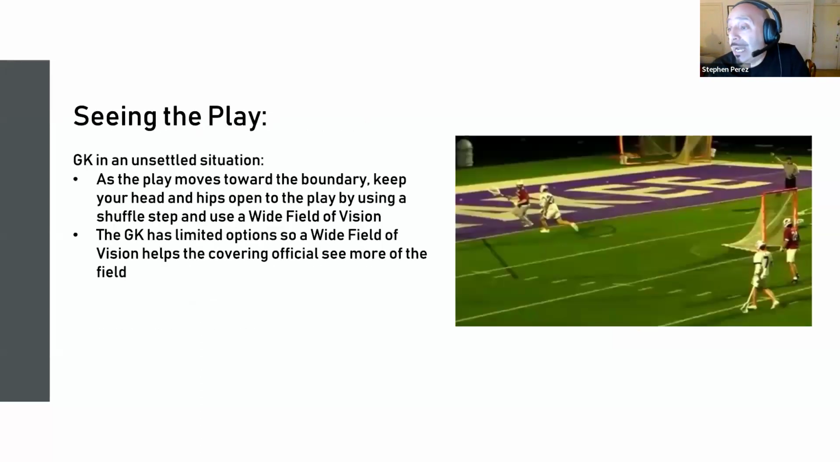When we go to this play, we have an unsettled situation. If we look at the picture here, the covering official is doing a great job of keeping his hips and his head on the play. So we put ourselves in position by creating angles where we can see what is happening. We want to avoid situations where we're looking over our shoulder because we don't have the best angle on the play. So as the play moves towards the boundary, keep your head up and hips open to the play by using a shuffle step and using a wide field of vision.